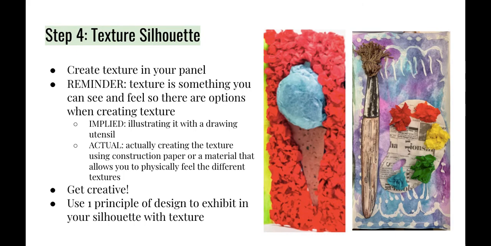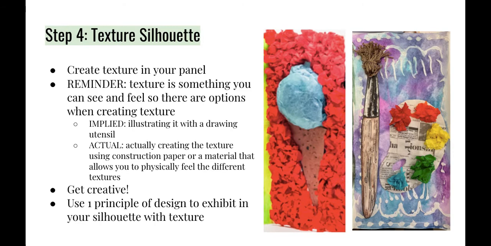So remember, you are going to create texture in your panel by using different materials. You can use tissue paper, newspaper, magazines, tin foil, rope, yarn, etc. We are allowed to use all of these materials in class, and you can also use any materials that you have at home. You are going to create your artwork showing texture, both implied and actual, and you are going to make sure that you are also using a principle of design.